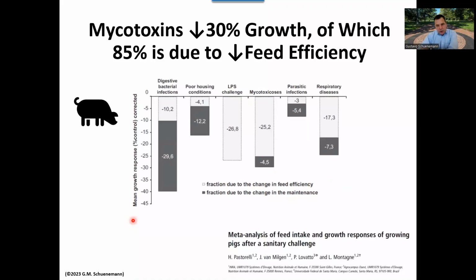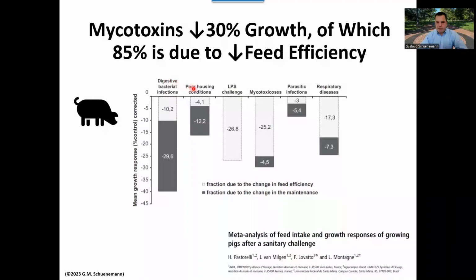So this is more on swine, this study, but I really like it because it shows what we see also in cattle, that mycotoxin reduce about 30% of the growth, right? And out of that 30%, 85% is due to feed efficiency. So it's a significant effect on feed efficiency and how much they can transform from that feed into the muscle, right? I really like this study because it shows the mean growth response.